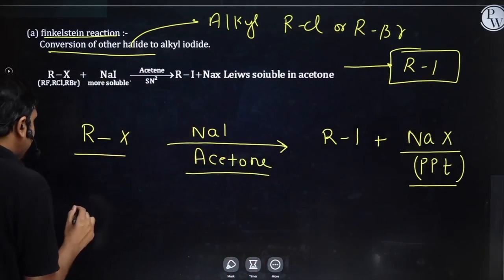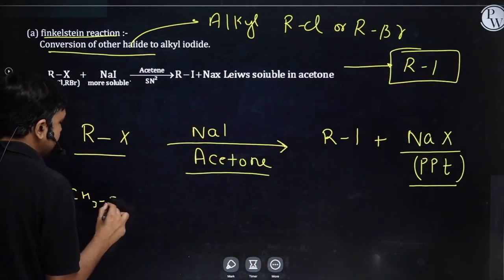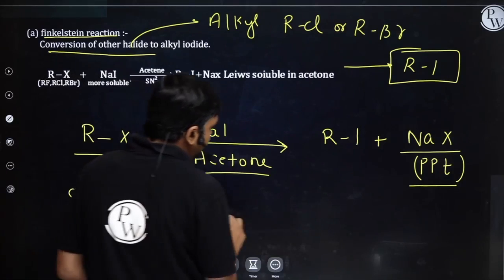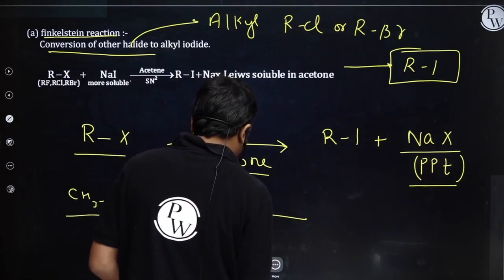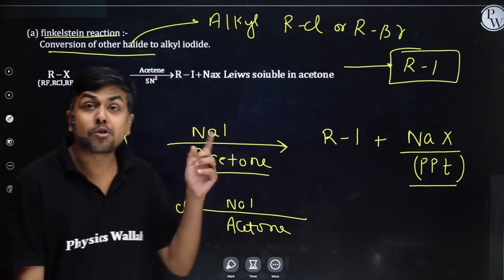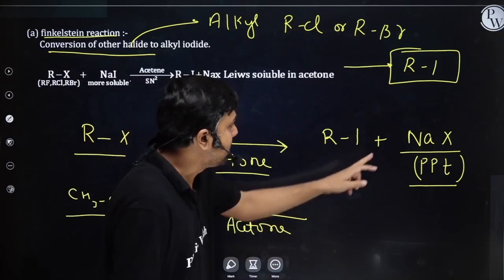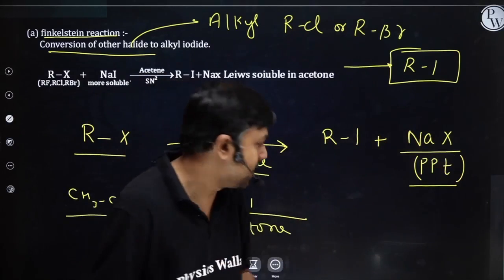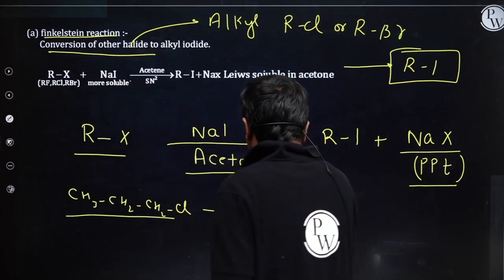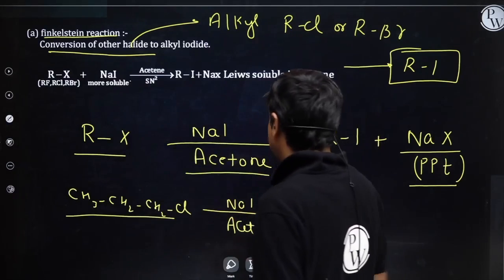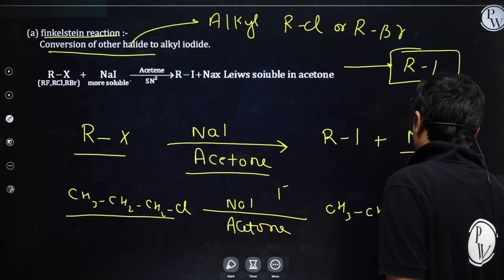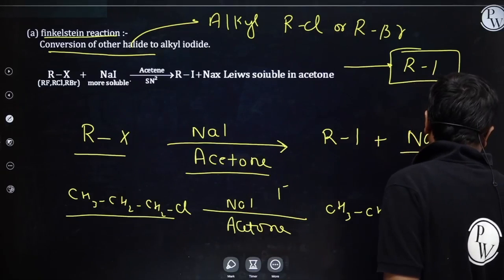Let's take one example. Suppose I'm having CH3CH2CH2Cl, and now it is treated with NaI and acetone. Why am I taking acetone? Because this NaI is soluble in acetone, whereas the compound NaX will be insoluble. Let's see here. As soon as this CH3CH2CH2Cl is treated with NaI, this NaI is a source of I minus. It will do substitution reaction, and I will have the formation of CH3CH2CH2I plus NaCl.